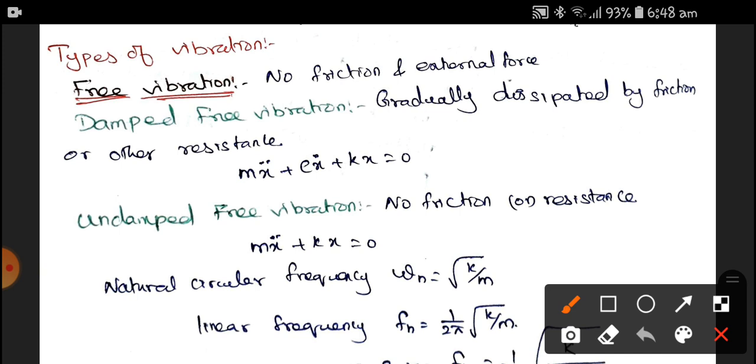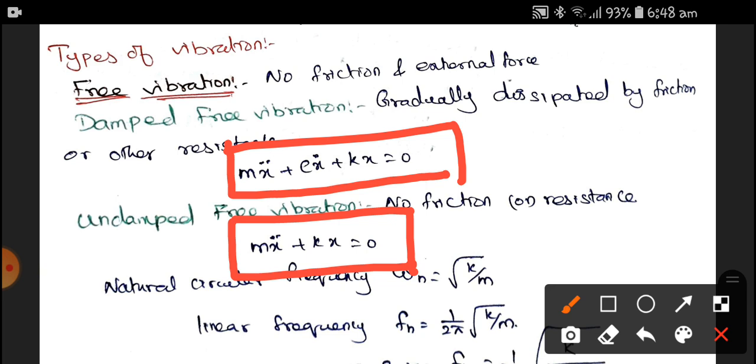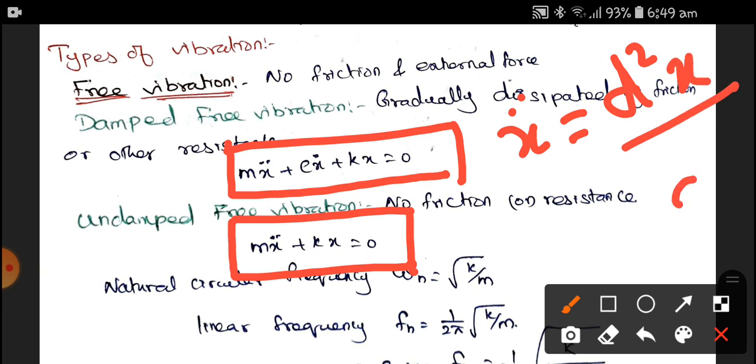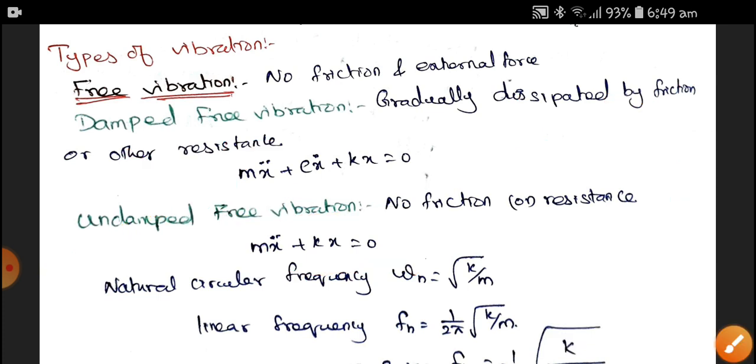Therefore, the governing equation for the damped vibration is m x double dot plus c x dot plus k x equals 0, whereas for the undamped vibration, m x double dot plus k x equals 0. In some of the books, x double dot is d square x by d t square. That is the meaning. Whereas x dot means d x by d t. So it is just a form of a derivative.